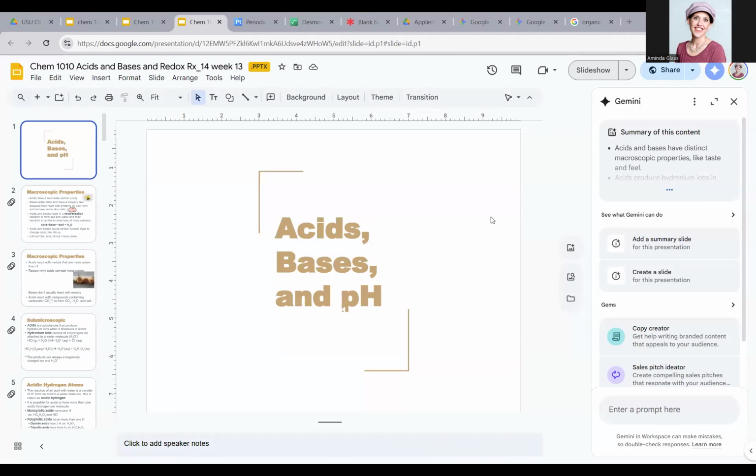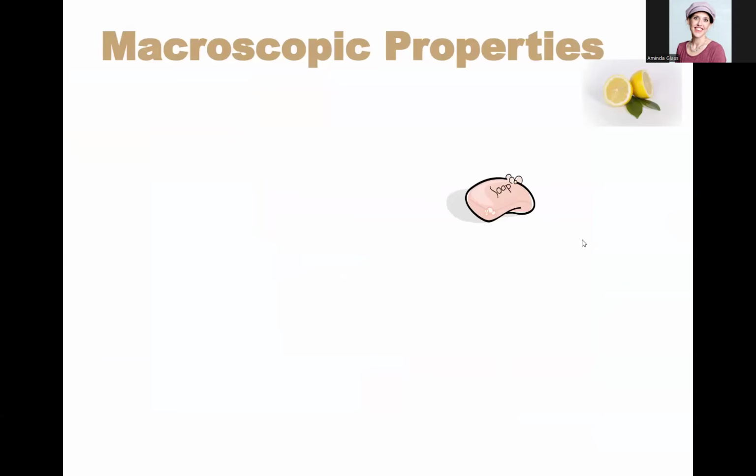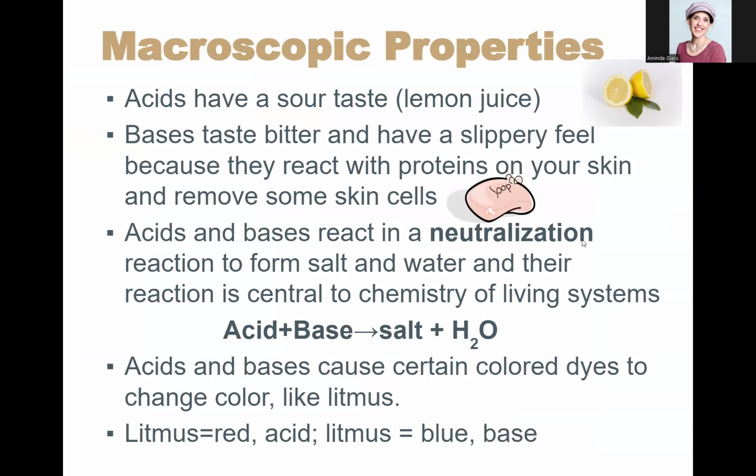Let's look at acids, bases, and pH this week. Now, macroscopic properties are properties that we can see with our own eyes. They're properties on a large scale. Now, acids have a sour taste.